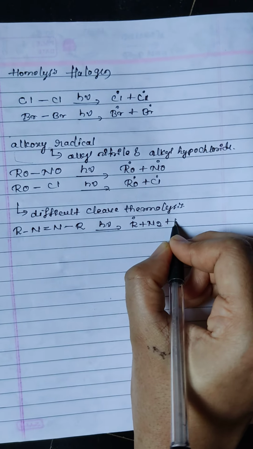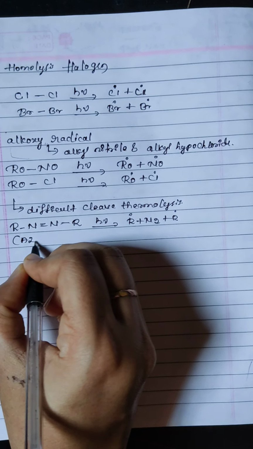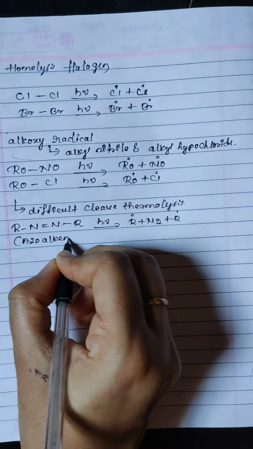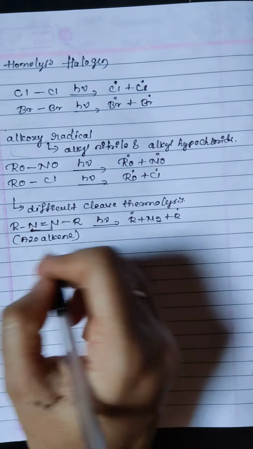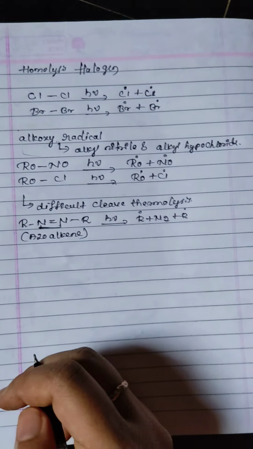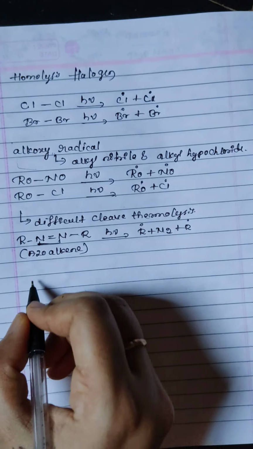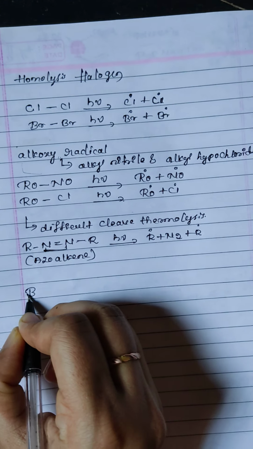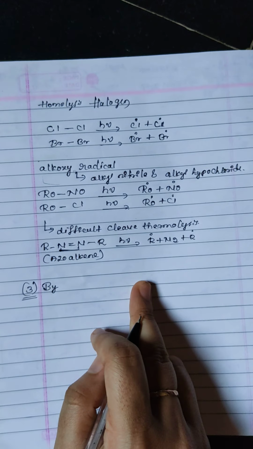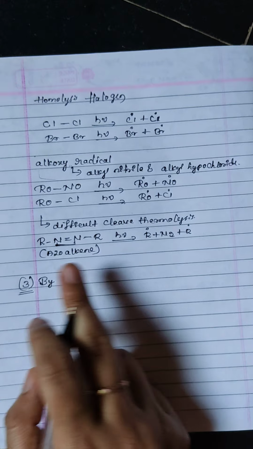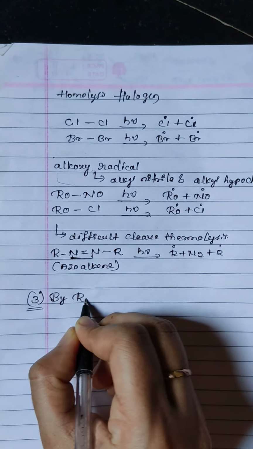another R radical, and N2. This is an azoalkene. N=N means an azo group is attached. Next is the redox reaction, the third way of forming a free radical. First is thermolysis, second is photolysis, and third is the redox reaction.